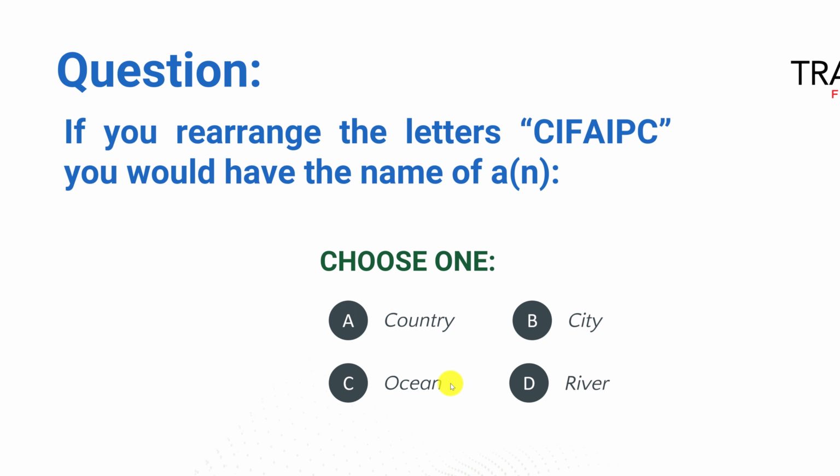Now let's look at the question which is frequently used as part of verbal reasoning, aptitude test, and psychometric tests. If you rearrange the letters CIF, AIP, C, you would have the name of, and there are 4 choices: country, city, ocean, and river. So the tricky part of this question is that these are not the final answers. You can't rearrange this set of letters to get to the country. You can't rearrange it to get to the ocean or to any one of these. It is country name that would be a result of this rearrangement, or ocean name, or city name, or river name. So let's see if you can get this one correctly.